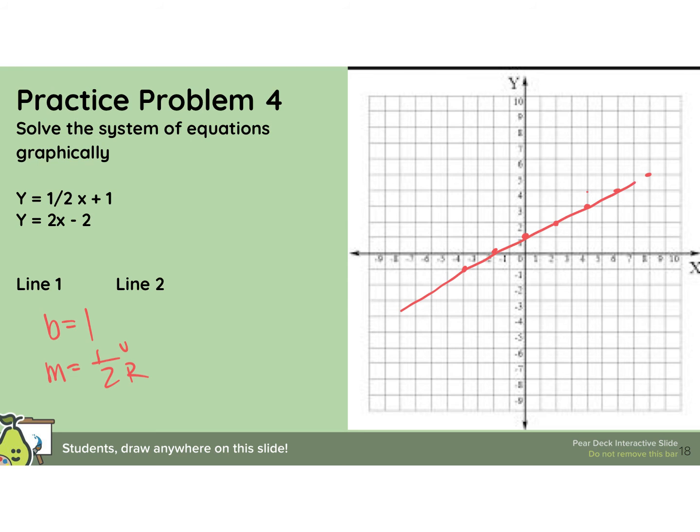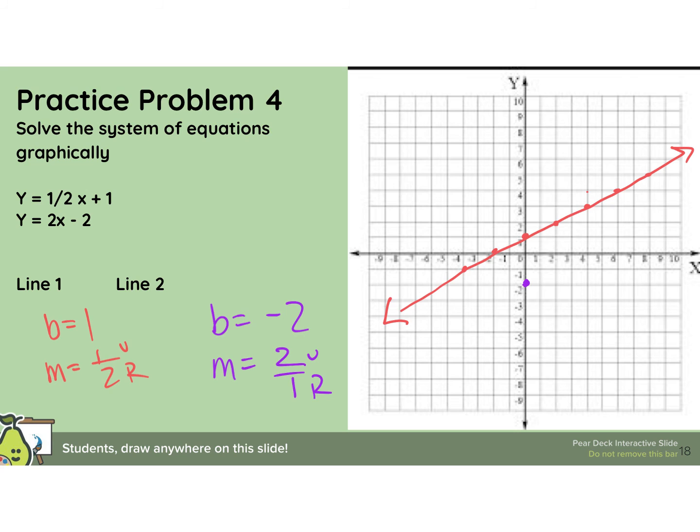Connect them. Make sure your line is long and has arrows. Then for line 2, you need a different color. Our y-intercept is -2, so it's not the same line. It's not infinite. Our slope is 2/1, positive, up and to the right.